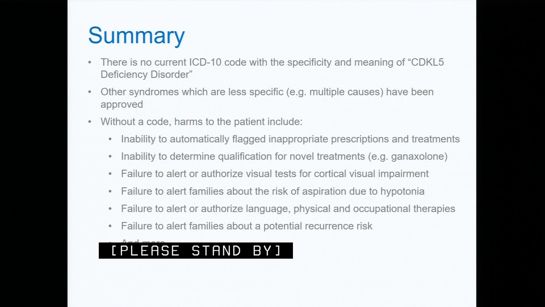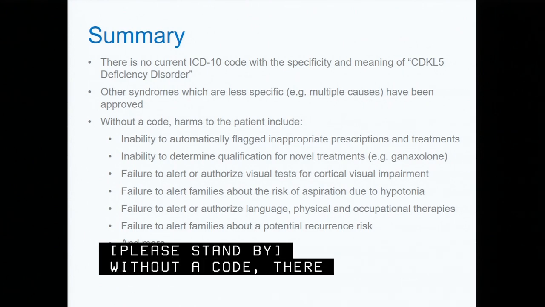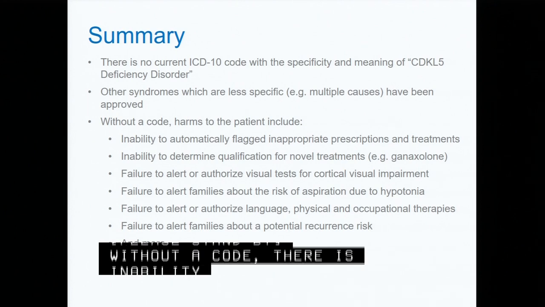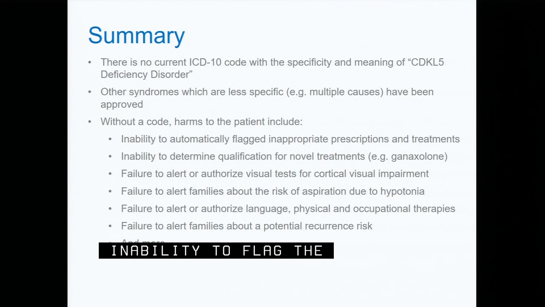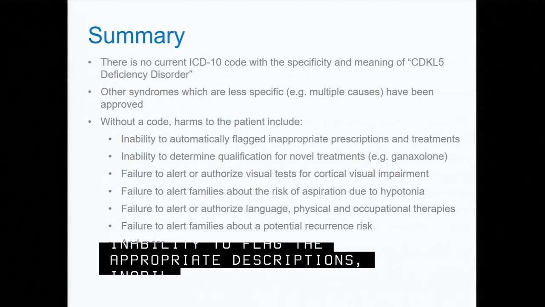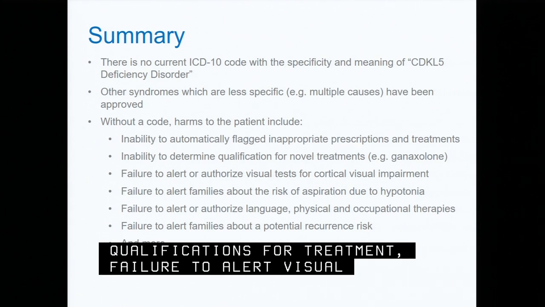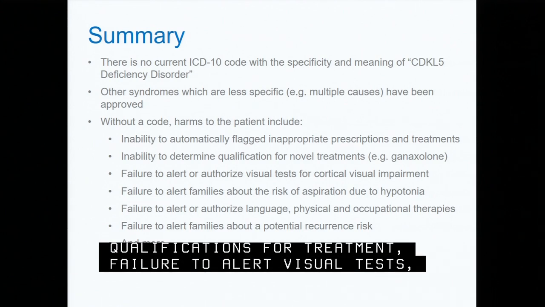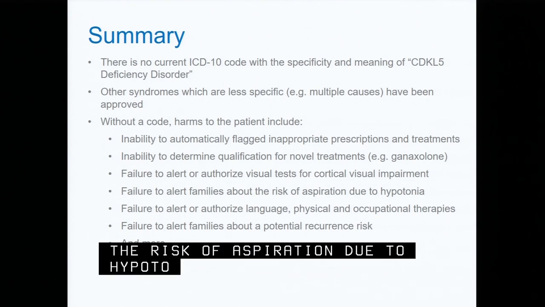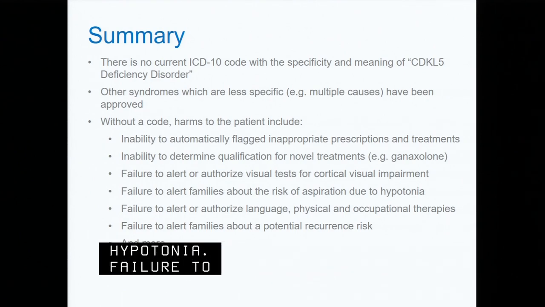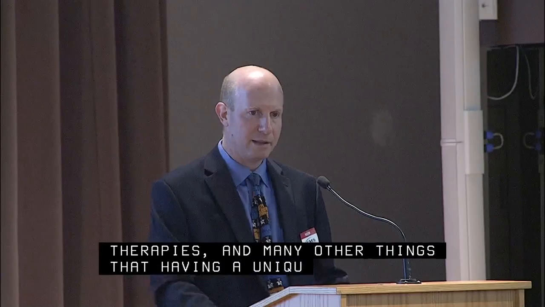Other syndromes which are less specific, i.e. they have multiple causes, have their own unique codes. And without a code, there's harm to the patients, as I've described, such as inability to flag inappropriate prescriptions, inability to determine qualifications for novel treatments, failure to authorize visual tests for cortical visual impairment, failure to alert families about risk of aspiration due to hypotonia, failure to alert or authorize language, physical, or occupational therapies, failure to alert families about potential recurrence risk, and many other things that having a unique code would help. With that, I will end, and thank you for your time.